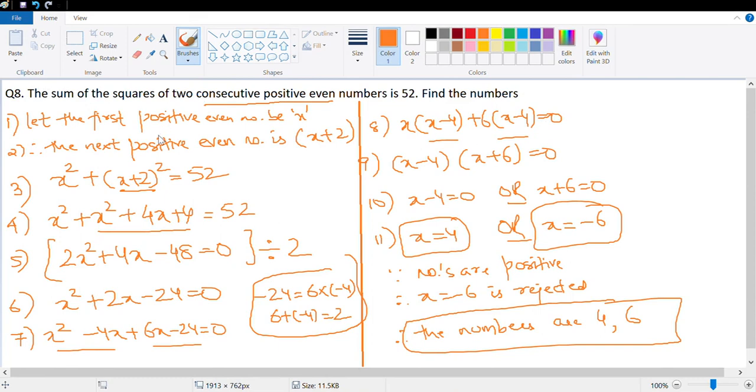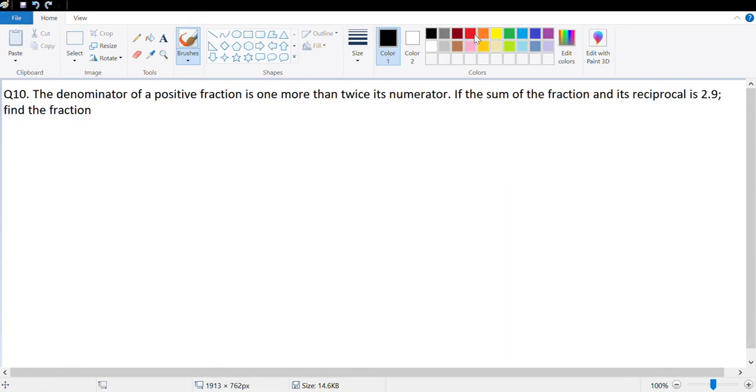The next question that we are doing is question number 10. It says denominator of a positive fraction is 1 more than twice its numerator. So let numerator be x, and therefore denominator is 1 more than twice its numerator, which means 2 times x plus 1.